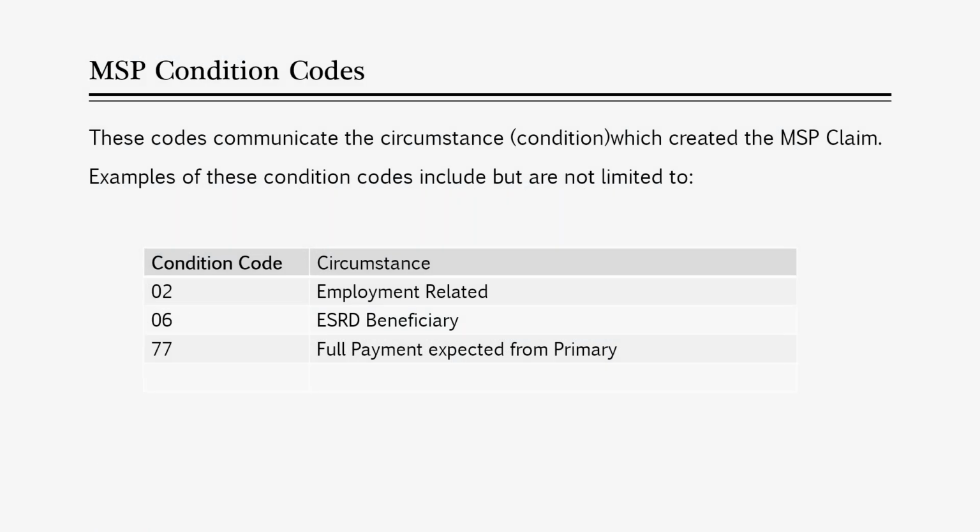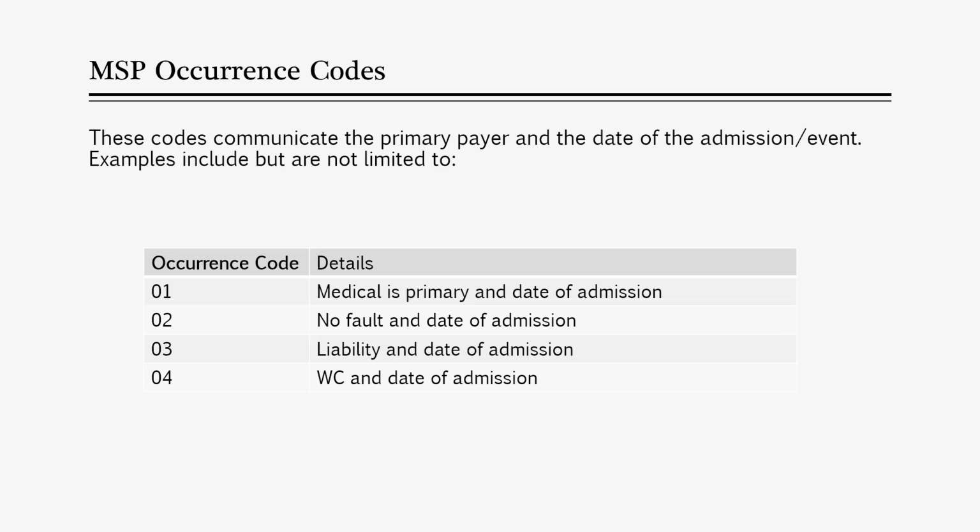And then, we do report condition codes, which are the circumstances related to the Medicare secondary payer claim needing to be created. And these are some of the common ones that we use. Those are going to populate in the top part of your claim. And then we have occurrence codes. Again, condition codes, occurrence codes, and value codes. They give Medicare information about what's going on with this claim. Why was this claim created? Why is this an MSP claim? And so occurrence codes give more information about the event that triggered the claim.